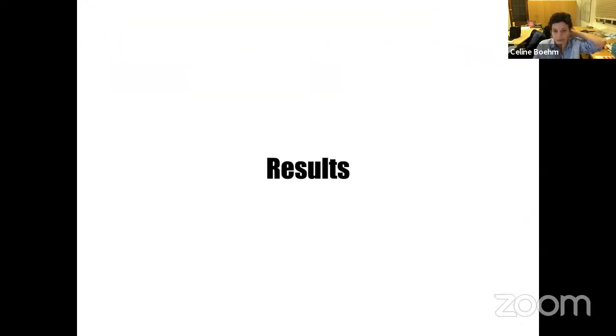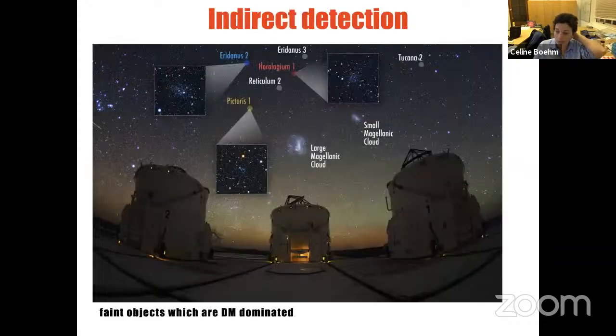So let me just go now to the results. First of all, one important thing is you can look in the Milky Way and you can look at objects where you think there is not so much ordinary matter and more dark matter. The reason you want to do that is that if you don't have so much ordinary matter, then you shouldn't have too many gamma rays from ordinary matter. So if you see gamma rays from those objects, which are mostly dominated by dark matter, it is a signature of dark matter. So it is the primary target, because in principle it's a clean signature. You don't expect gamma rays from those objects because there are not so many stars. So if you find gamma rays there, it's a very good indication that the dark matter is perhaps annihilating or decaying.